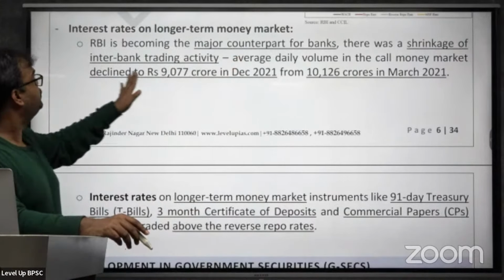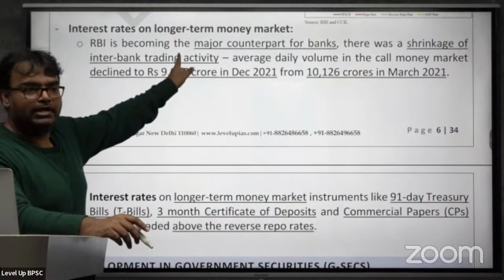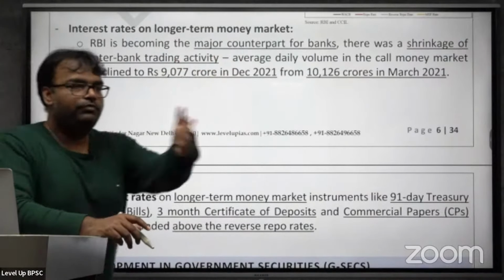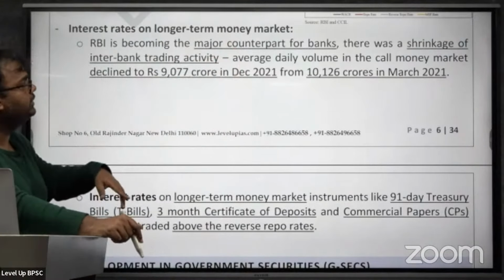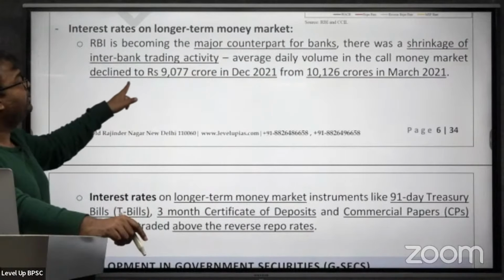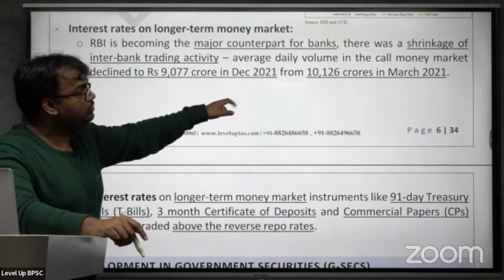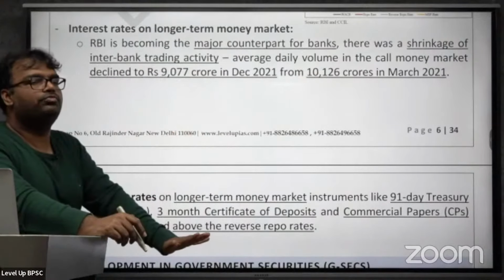There was a shrinkage of interbank trading activity. RBI has become major counterpart. ऐसे we would have dealt with each other, but now we are all dealing with RBI because interest rates are so less. Average daily volume in call money market declined to 9,000 crore in December 2021 when compared to 10,000 crore in this. So call money market में average volume is going down.